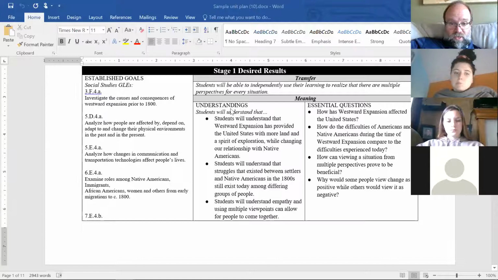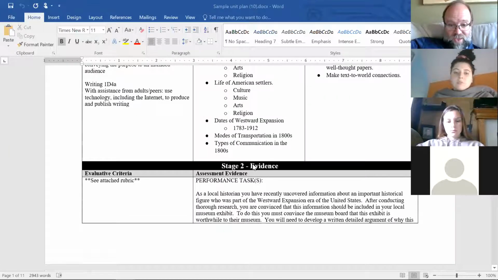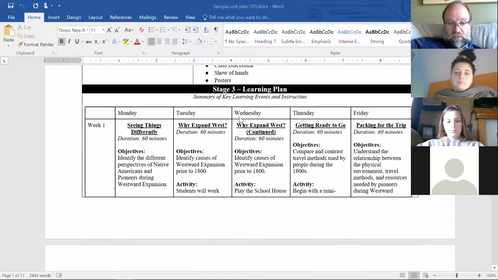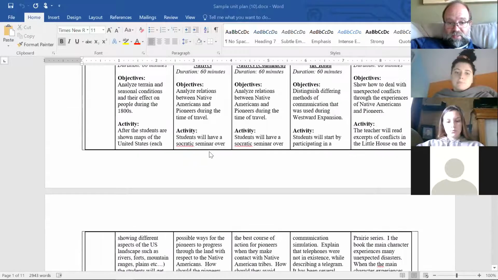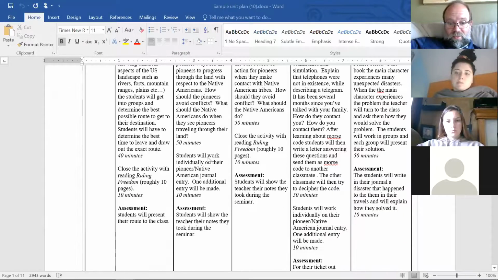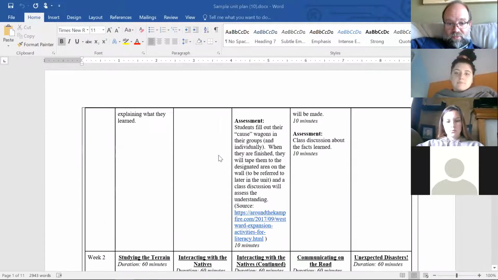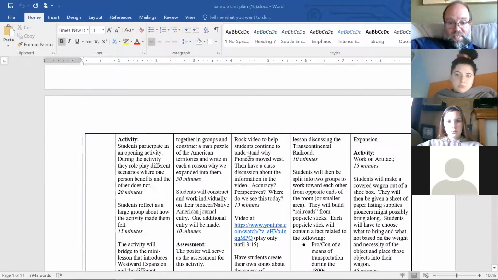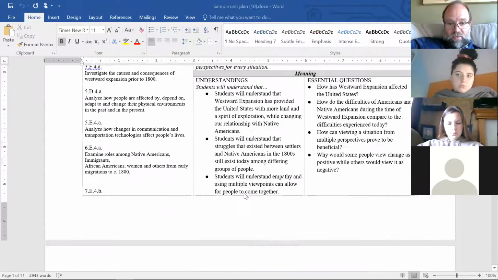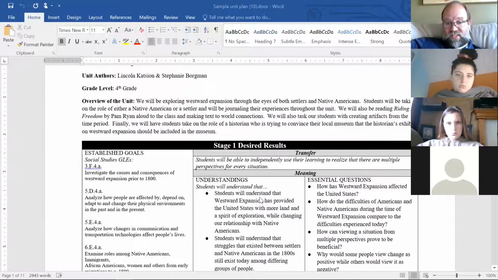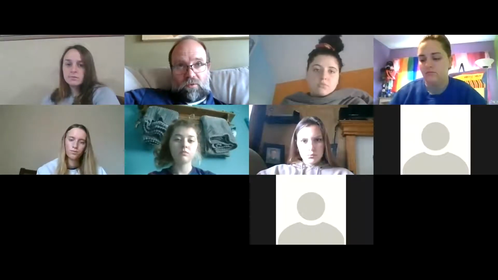So stage 1, desired results. Stage 2, evidence. Stage 3, learning plan. And this is where the actual classroom activities kind of take place. So if you're looking for activities, you probably find them in here. Activities and strategies connected with them. The assessment portion then would be in evidence, and the desired results, where you find the standards and things like that, that comes in stage 1. Okay, so this is the plan that we ask you to use. We ask you to use that protocol.